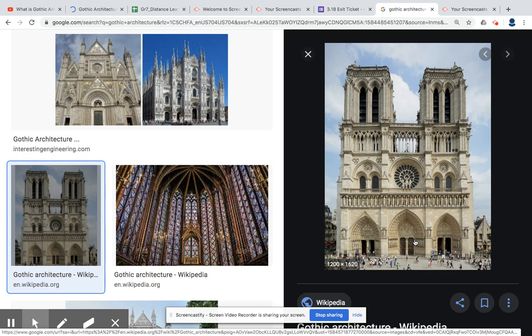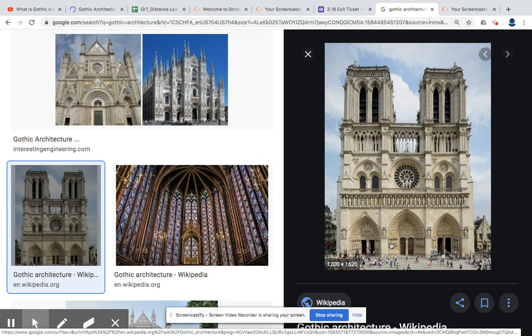But there are other buildings that are high. That doesn't mean that they're all Gothic churches. Here is an example of a Gothic church. The number one thing that you should look at to define a Gothic church or Gothic architecture is these arches. They are not rounded arches. They are kind of rounded, but then there's a point here. So they are pointed arches.